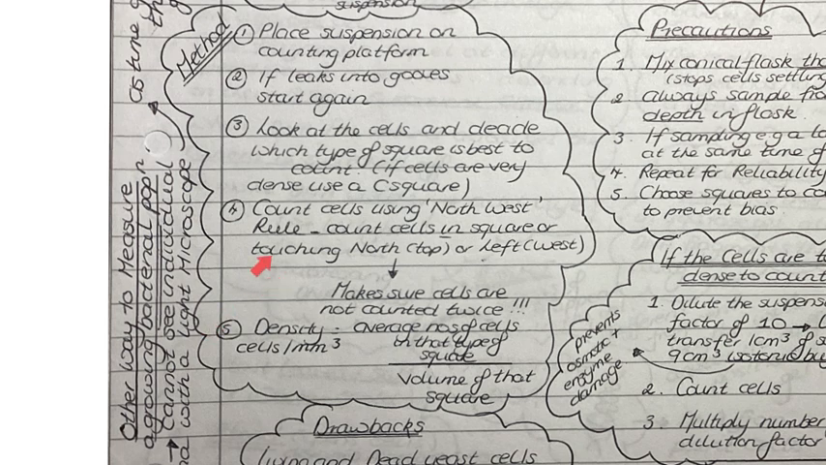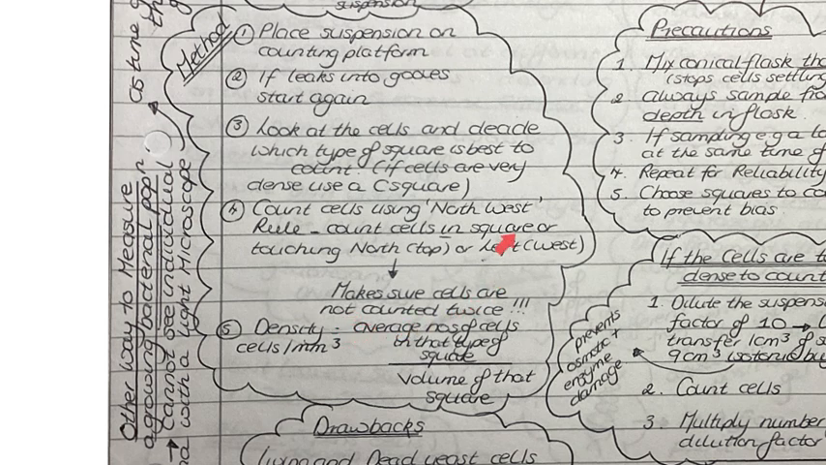Whenever you're actually counting the cells, you use the northwest rule. That rule is you count the cells that are absolutely for sure in the square, and you also add to that the cells that are on the north of the square that are touching the line at the top of the square or to the left of the square. So that's the northwest rule. If you're asked about why you use that rule, that makes sure that cells are not counted twice.